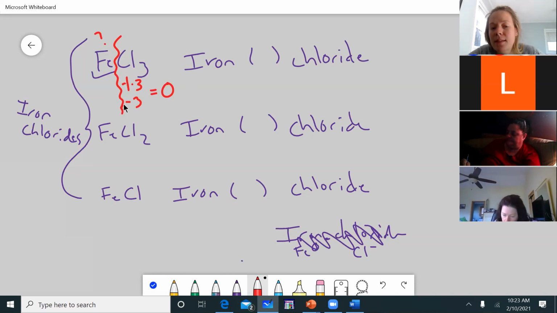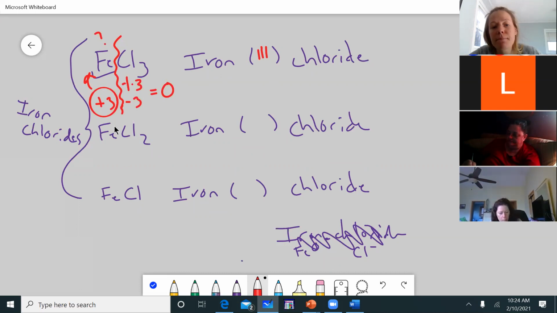Well, what balances out a -3 to give us a 0? A +3. So you go from what you do know to get what you don't know. So if this is a +3, that becomes the charge of this iron. It's a +3. So I'm going to put in here 1, 2, 3. Or I would call this first thing iron 3 chloride.